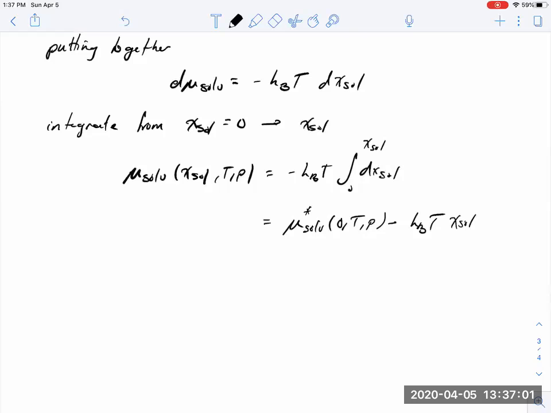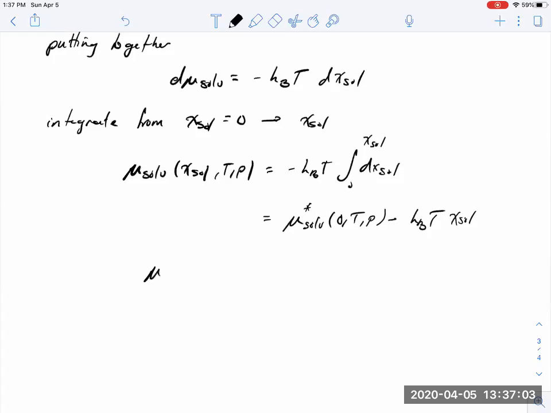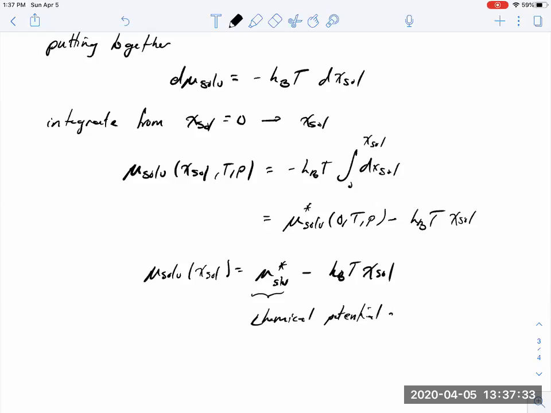So let's write this a little more compactly. The chemical potential of the solvent depends on temperature and pressure and the mole fraction of solute. It's equal to what its value would be in the pure phase, less kBT times the mole fraction of solute. So this star value is the chemical potential of pure solvent.